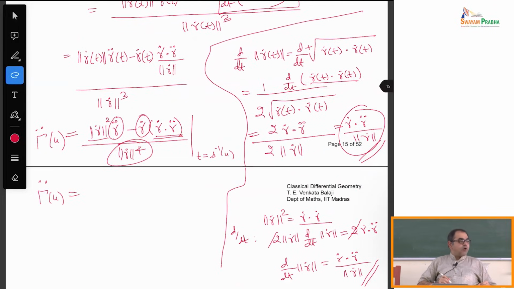All right. Now what do I have to do? The curvature is, you have to dot this with itself and write the formula. So let's do that. Let me rewrite this. The curvature at t, which is the curvature at s inverse of u. Essentially, you are going to use that.